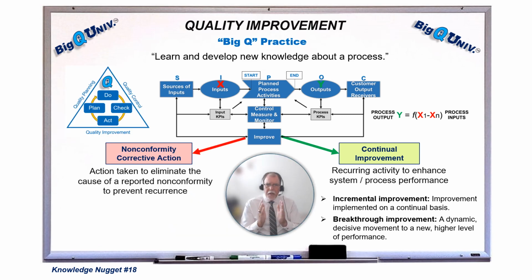So in summary, quality improvement truly is the backbone of an effective quality management system. And quality improvement is part of the management system that increases our ability to fulfill requirements and achieve objectives. And hopefully you see that quality improvement cannot happen without quality planning and quality control. The three big Q universal processes must work together effectively. And finally, remember, quality improvement is about learning and developing new knowledge about a process.